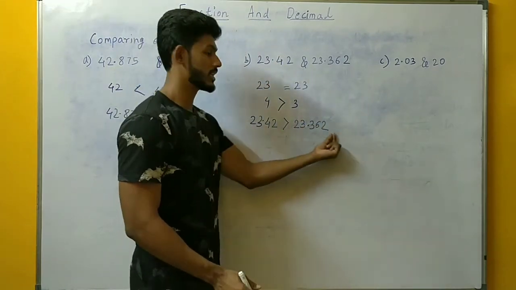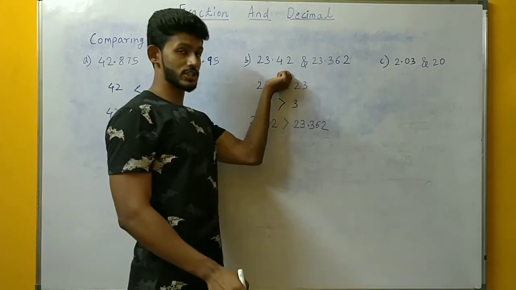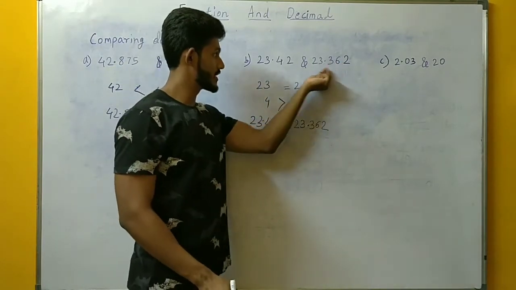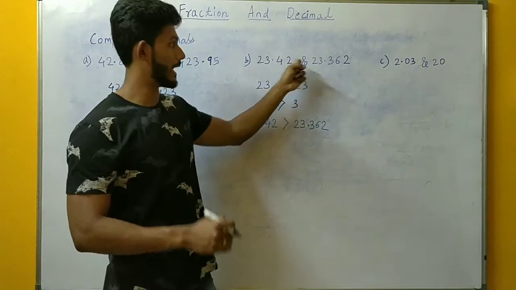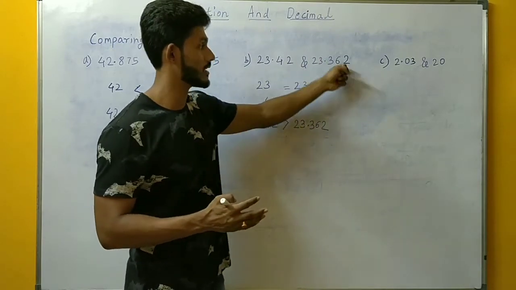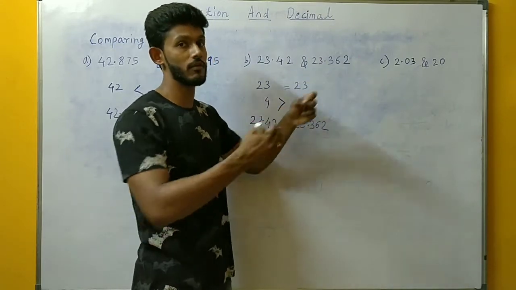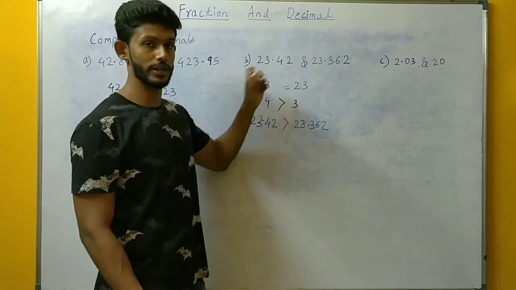We need not check the next digit, because after the decimal point we start checking digit by digit. If suppose we had a 4 here and over here also we had a 4, then we would have compared the next digit, and whichever we find first greater, we give the sign accordingly.